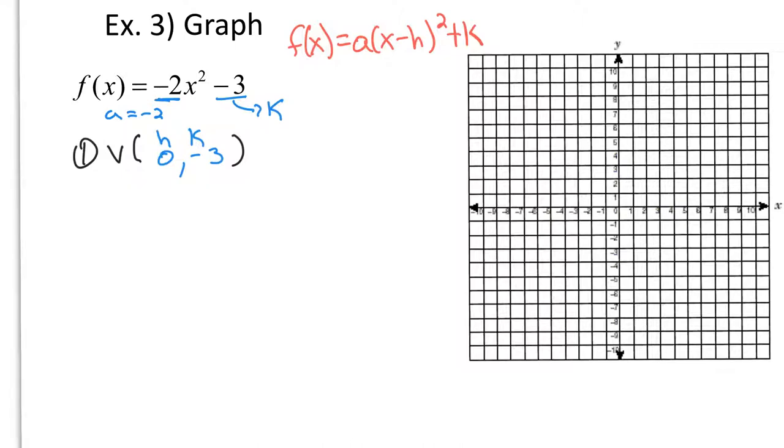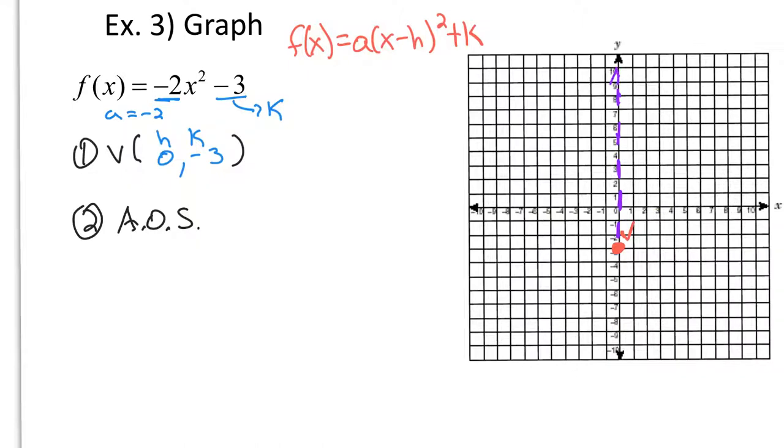Step number 2, you guys will have your axis of symmetry. Oh, I forgot to plot the vertex. Let me do that right now. 0, negative 3 is right here. So that is my vertex. My step number 2, now I go to my axis of symmetry. So I'm going to make my dashed line right here through the vertex.